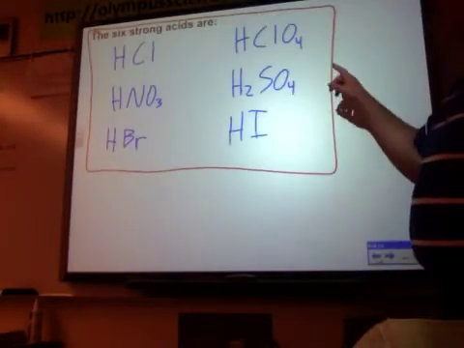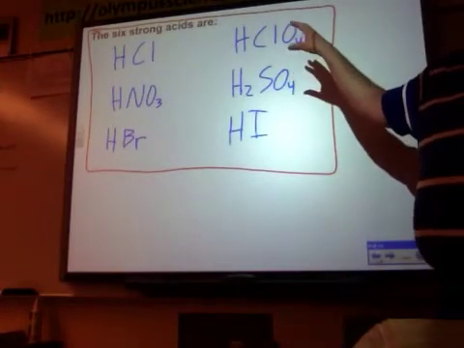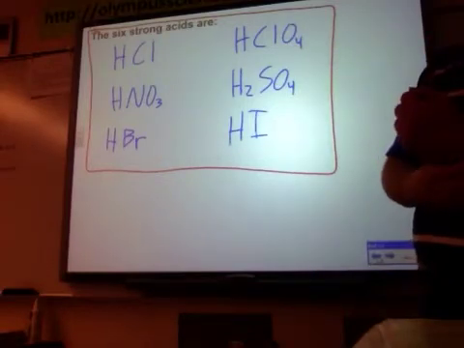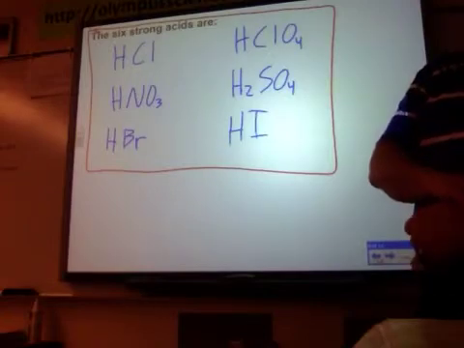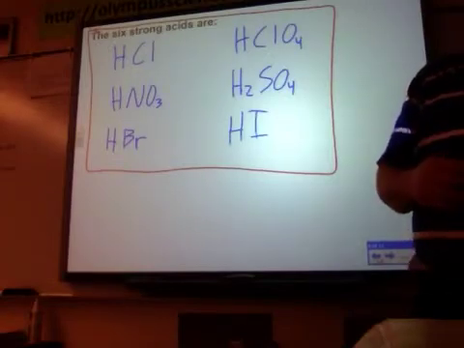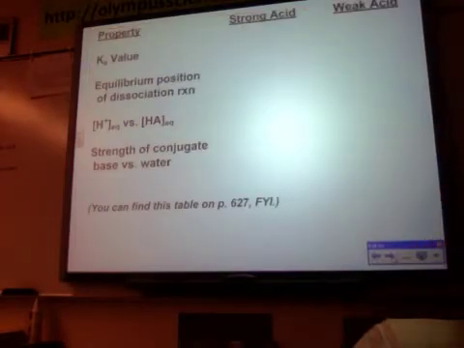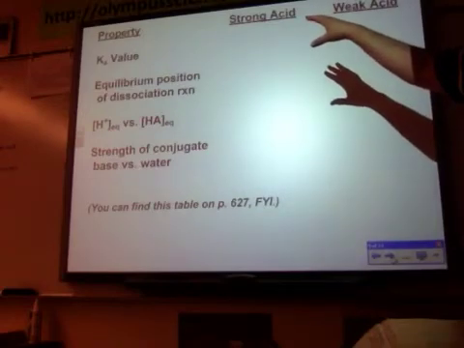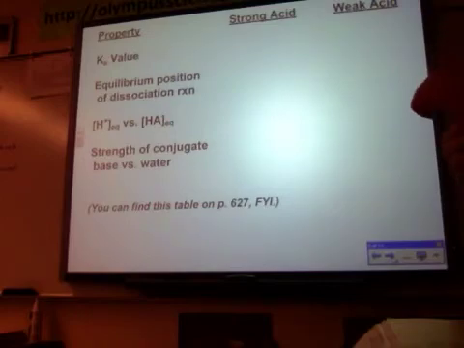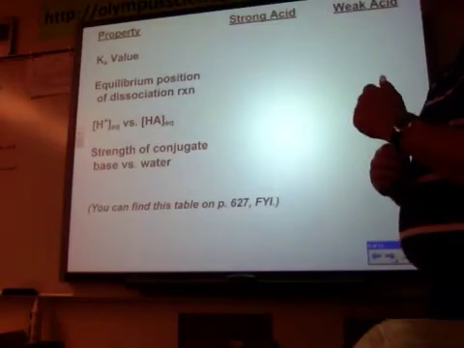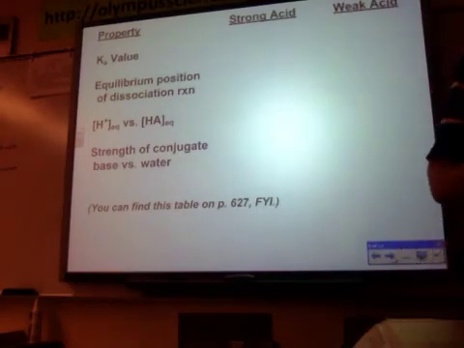Okay. Incidentally, I should also mention sometimes phosphoric acid is included in this, but not always. Phosphoric acid, the dissociation constant is large, but maybe not very large. Okay, so let's compare some properties of strong acids and weak acids. Take a second and construct this table for yourselves, and we will fill it in together.